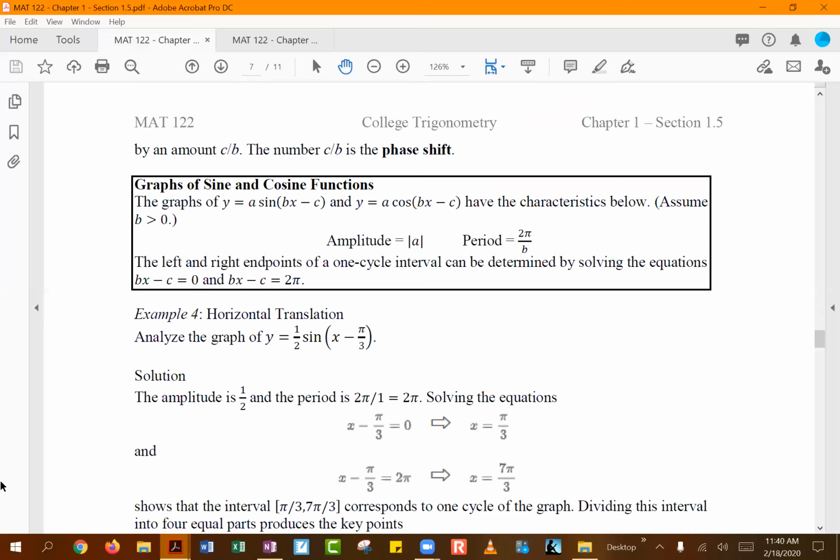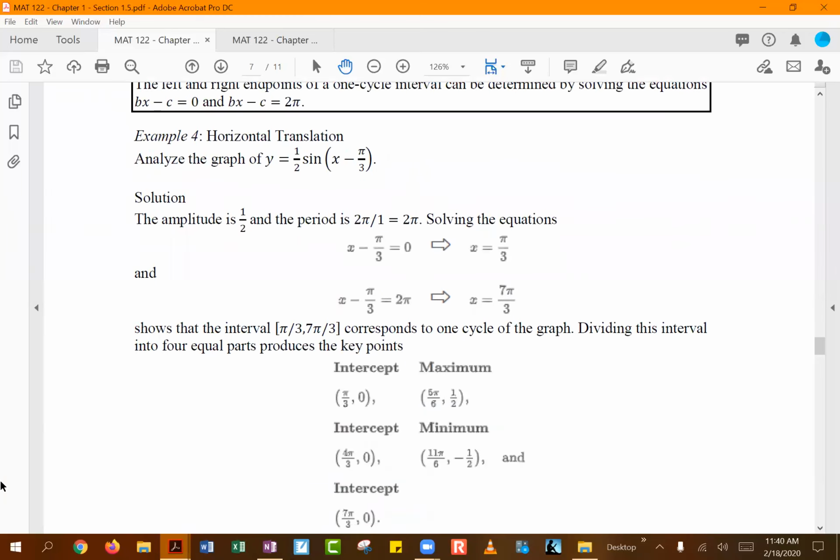You can look through that definition here, but this is something you need to keep track of: we need to figure out what the phase shift is going to be based on these two equations. Looking at example 4, you have y equals 1/2 sine of x minus pi over 3. 1/2 is the amplitude. What's our b value in this case? Just 1, because that's the coefficient on the x variable, which means your period is not going to change, because 2 pi divided by 1 still gives you 2 pi, and then of course your c coordinate is pi over 3.